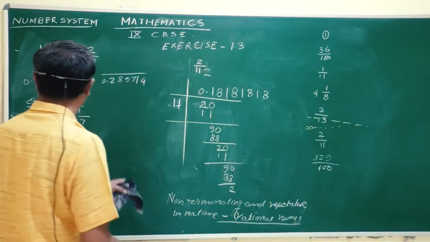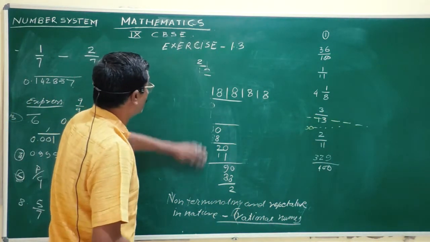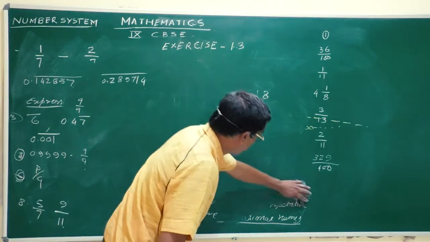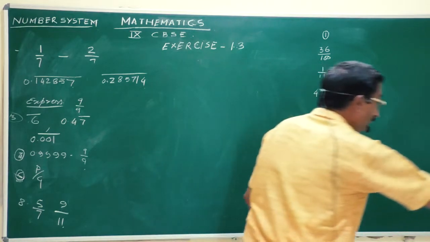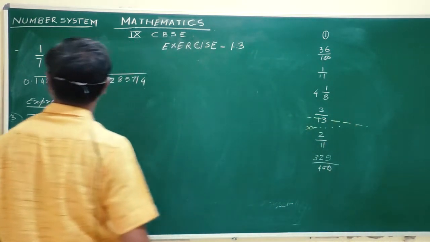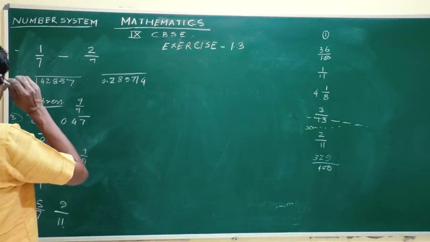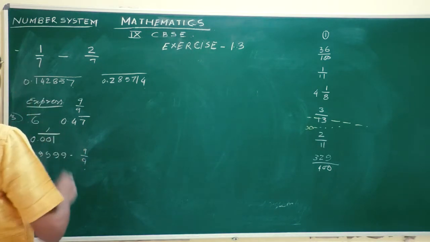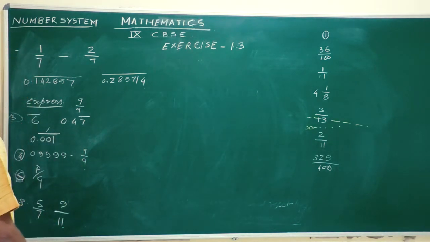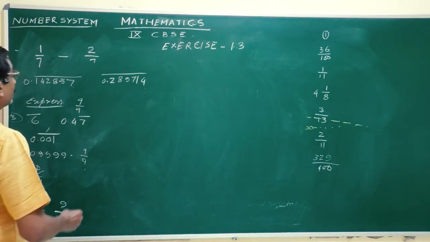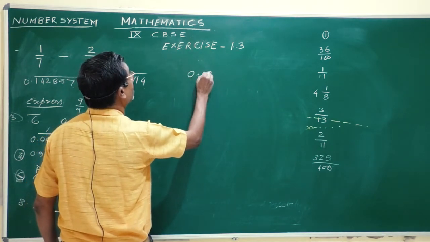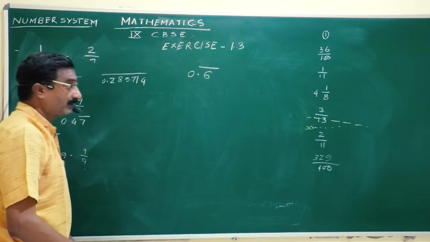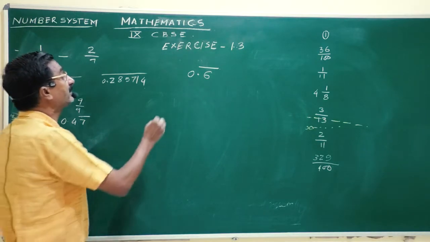Next, this is question number 1. 329 upon 400 you can solve on your own. Next one: express in terms of P by Q, meaning rational numbers, 0.6 bar. Bar means it is repetitive in nature.